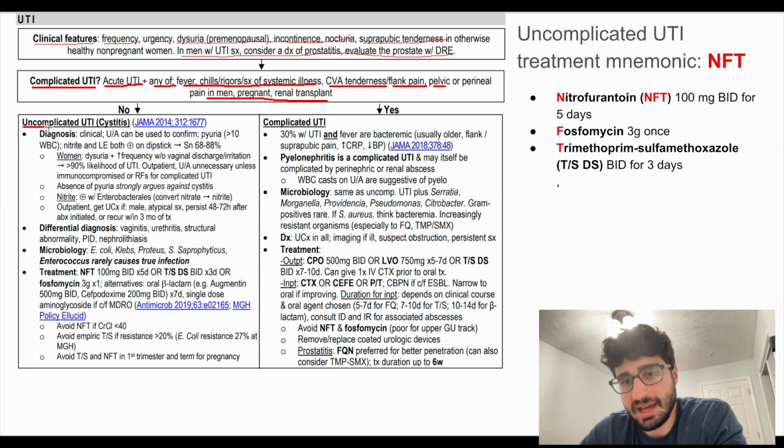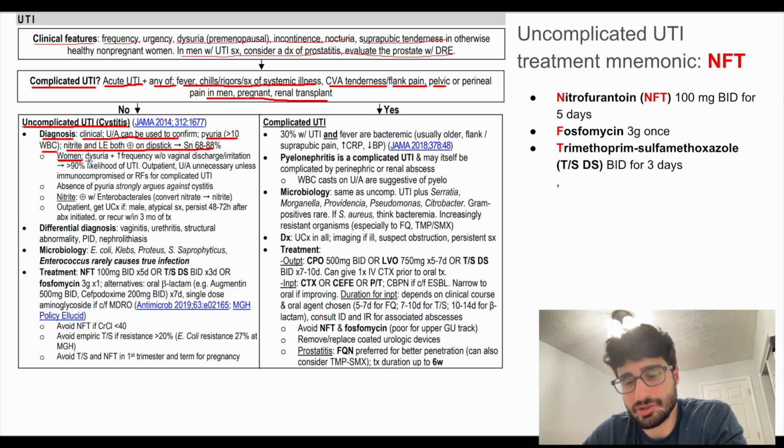On the left-hand side, we have uncomplicated UTI, also known as cystitis. The diagnosis is primarily clinical, but supported by urinalysis, specifically pyuria, defined as more than 10 white blood cell counts per high-power field, and positive nitrite and leukocyte esterase, which have a combined sensitivity of 68 to 88%. This means that while these urinalysis findings are helpful, they will miss between 12 to 32% of actual UTI cases, so clinical judgment is going to remain really important.